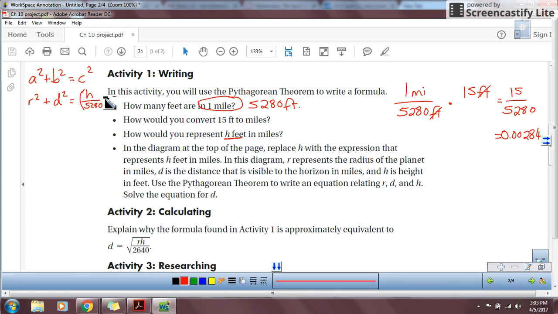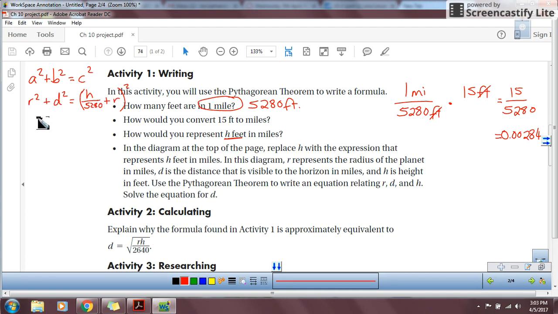So that's your height in miles now converted, plus the radius of the Earth squared. That is C, right, in your triangle. Your height plus the radius of the Earth squared. Okay? So let me just explain this to you. Activity 2: explain why the formula found in activity 1 is approximately equal to this. Okay, there's something I want to show you.